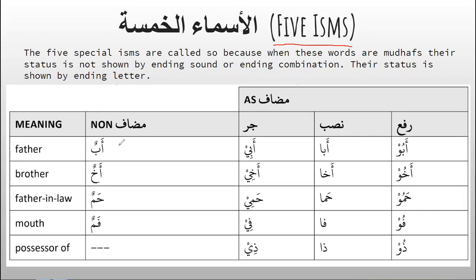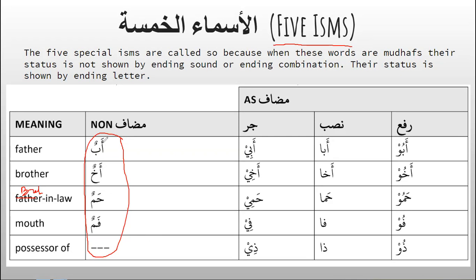These isms are always bunched together. Why are they bunched together? How are they special? These words are special because normally the word is like abun. Abun means father. Akhun means brother. Hamun means brother-in-law, I think. It's not father-in-law, it's brother-in-law. Famun is mouth. So this word is always like this. Abun, akhun. It's a normal ism.